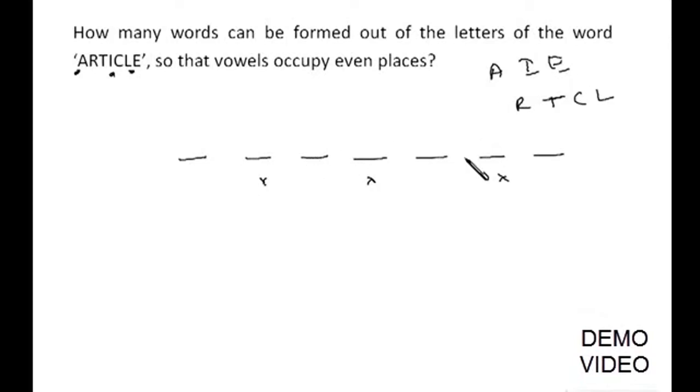So 3 letters, 3 positions can be arranged in 3 factorial ways, right? Now we have to arrange the consonants on the remaining 4 positions. So 4 positions, 4 letters, they can be arranged in 4 factorial ways, right? So it's 6 into 24, so it's 144 ways.